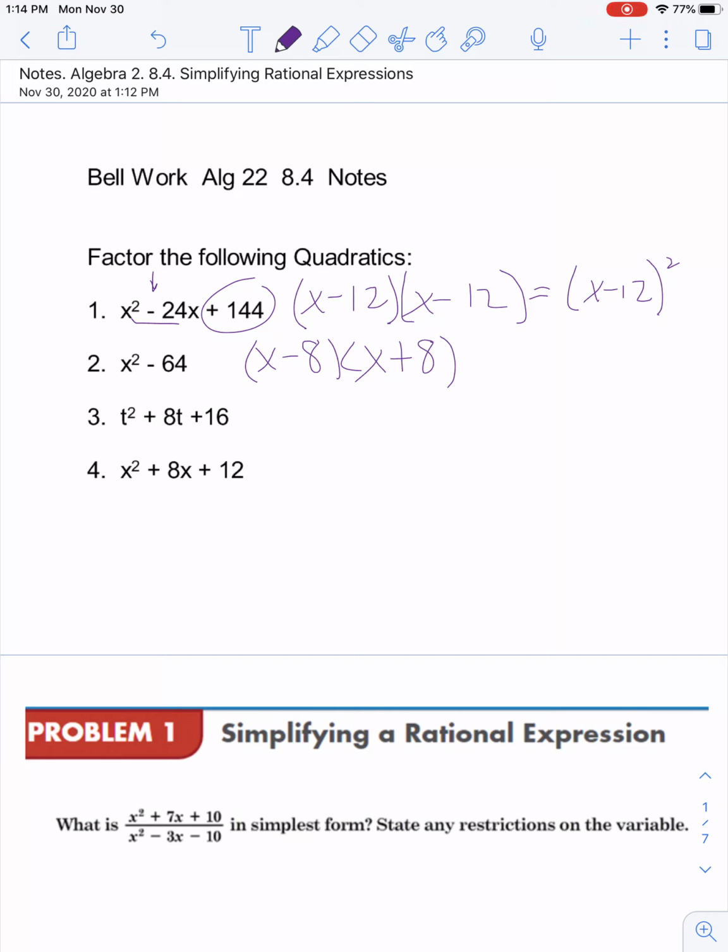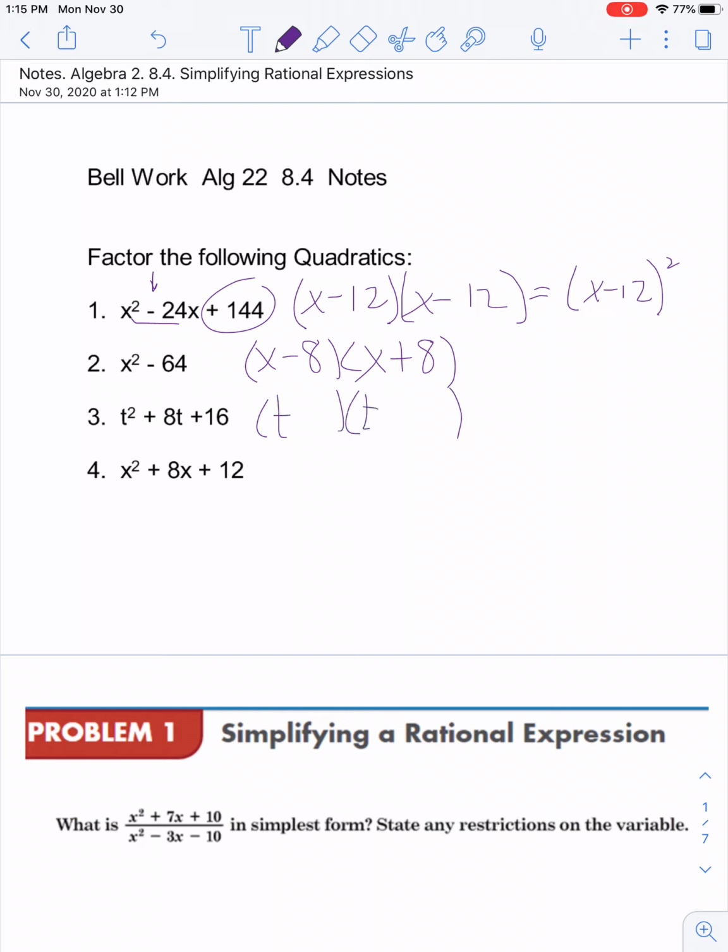When you FOIL that, you get your x squared plus 8x minus 8x for the outsides, insides, and they would cancel. It leaves you with 0 for the middle term. And then minus 8 times positive 8 gives you the negative 64. Can't simplify that. It's done. There it is.